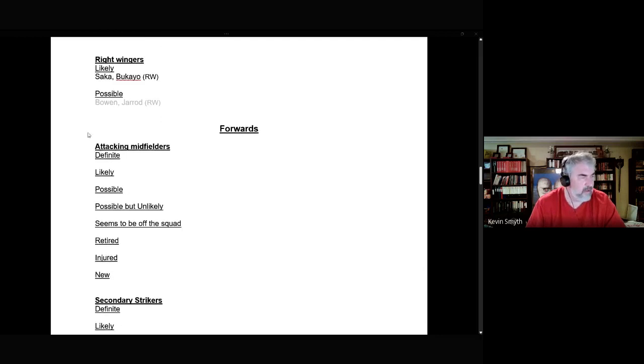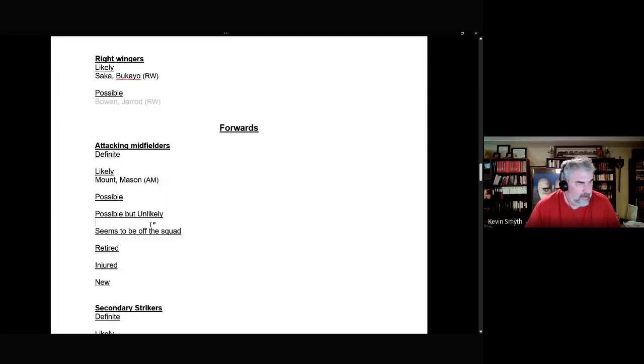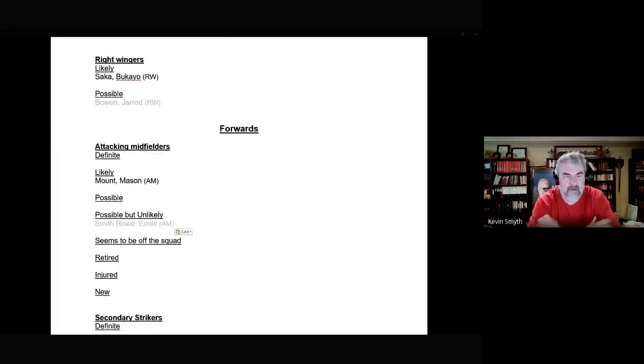All right, well, now we move on to forwards. I include attacking midfielders as part of the forward discussion. So for attacking midfielders, we have 2 candidates, a likely candidate in Mason Mount and a possible candidate in Emile Smith-Rowe.